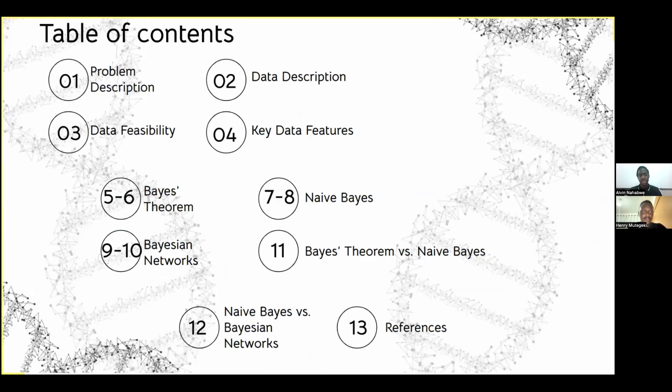Some of the aspects we'll cover will be: one, we'll describe the problem, talk about the data set that we chose, why we chose it under feasibility, then talk about some of the key features in our data, go on to talk about the three concepts: the Bayesian theorem, naive Bayes, and Bayesian networks, and later on compare the three of them. Over to you, Alvin.